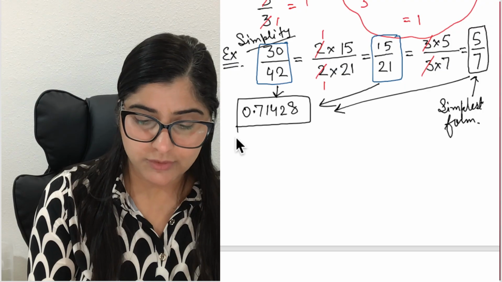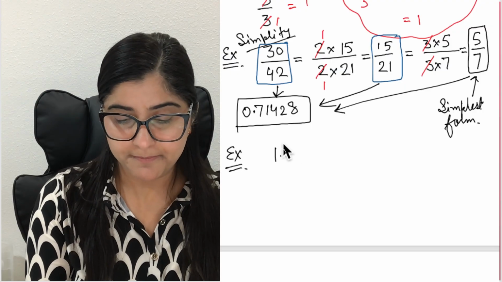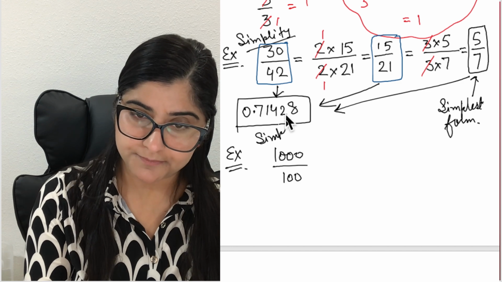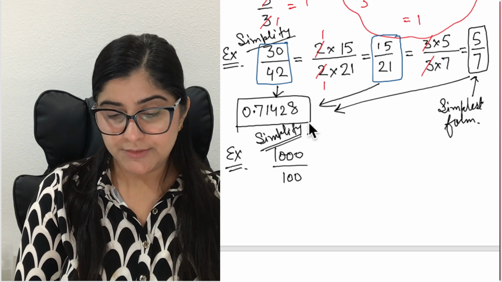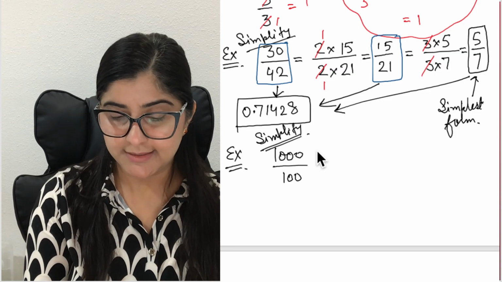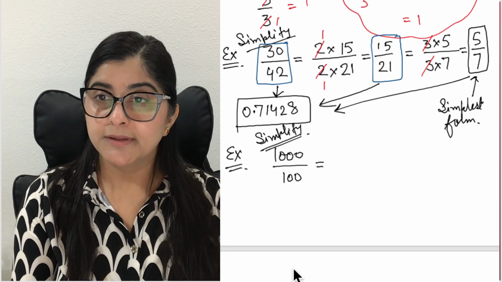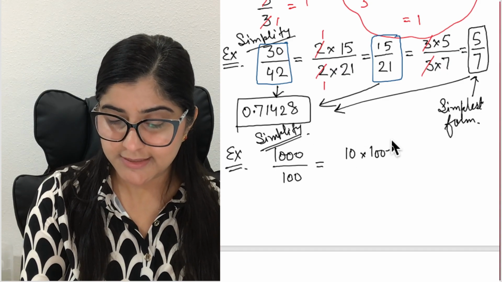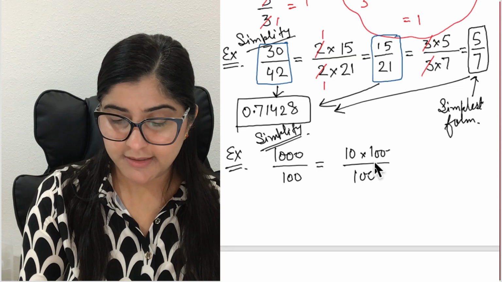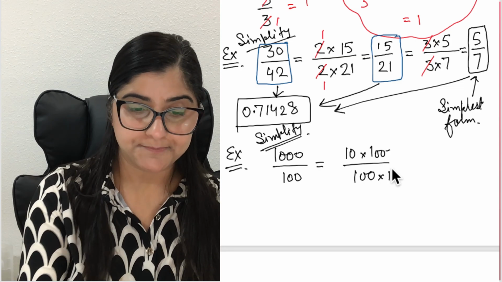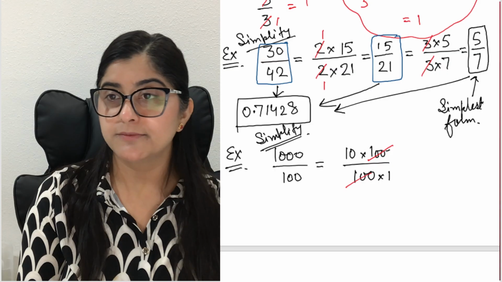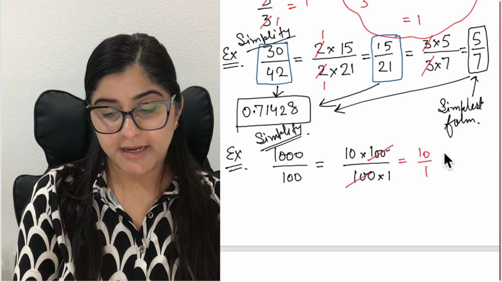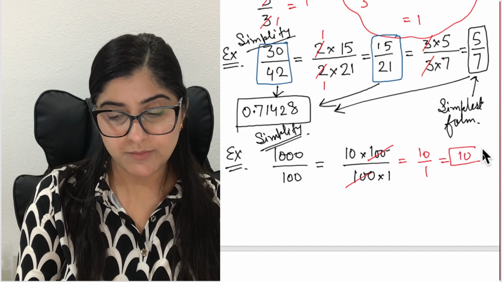So let's do one more example. If this is the question in front of us, simplify this fraction. You see that it is 1000 divided by 100. Is there anything common between them? Yes. So you can write 1000 as 10 times 100, and divide by 100, which can be written as 100 times 1. You see that 100 is a common factor. We will cancel them and we are left with 10 over 1, and 10 divided by 1 is just 10. If the denominator is 1, it is just 10.